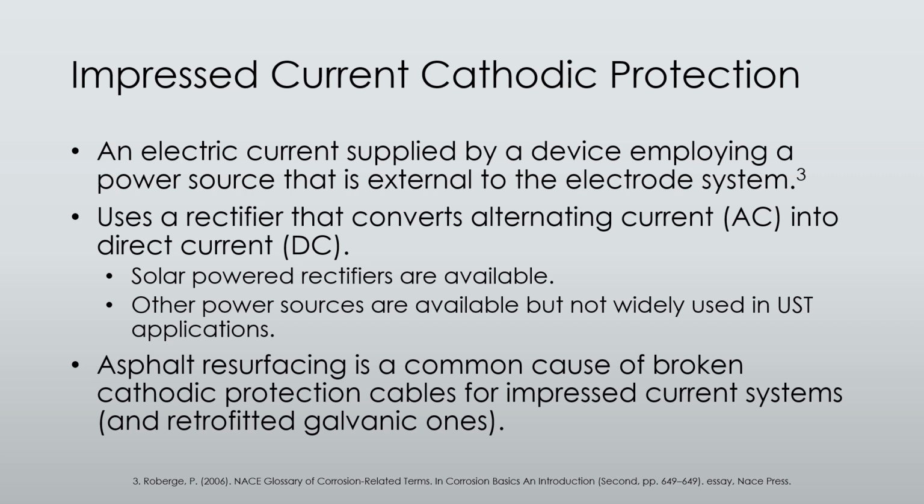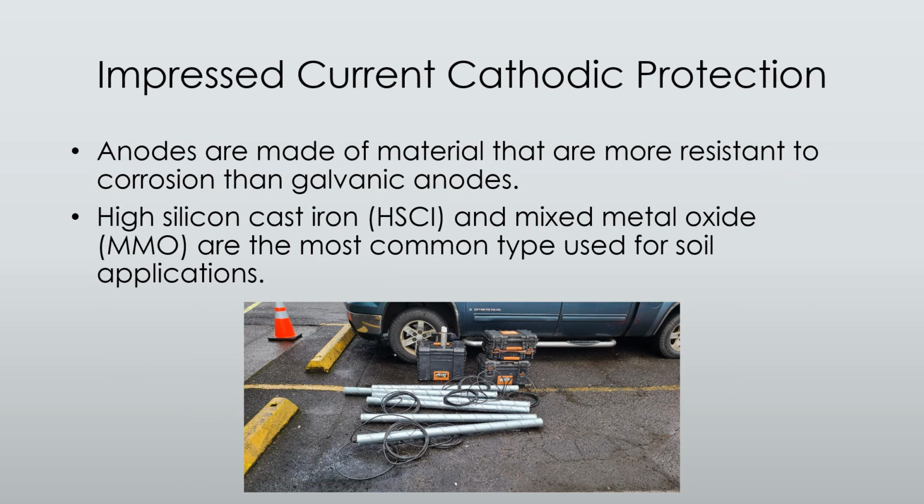And if there is a retrofit galvanic system, I should have included that in the last one, then that could also be another cause of failure for systems. So the anodes for impressed current systems are made of material that is more resistant to corrosion than galvanic anodes. Pictured below, we have some mixed metal oxide anodes. You can also have high silicon cast iron, and these are the most common type used for soil applications.